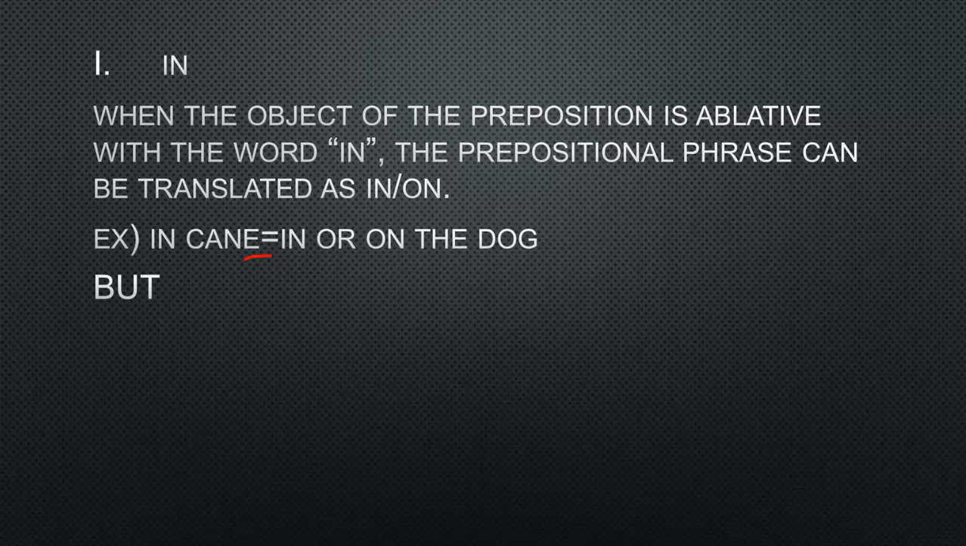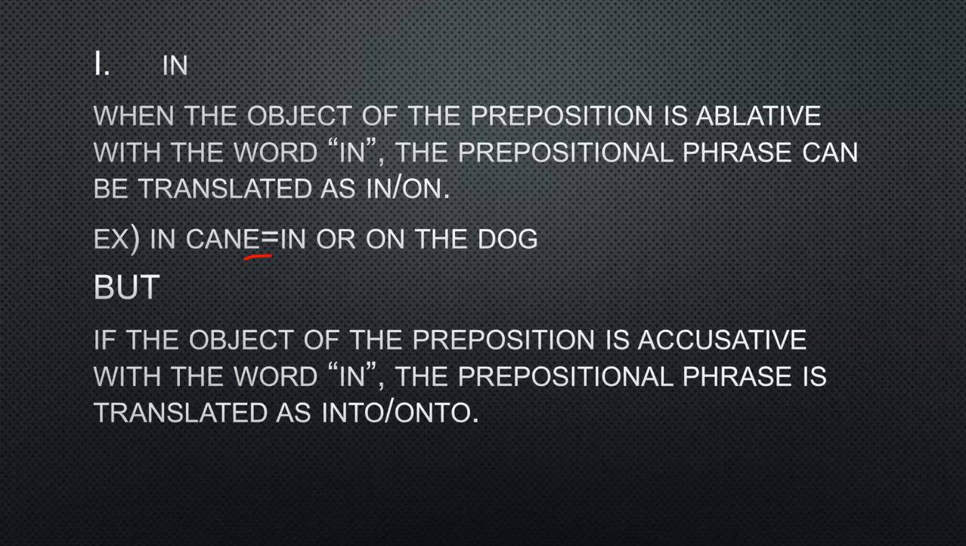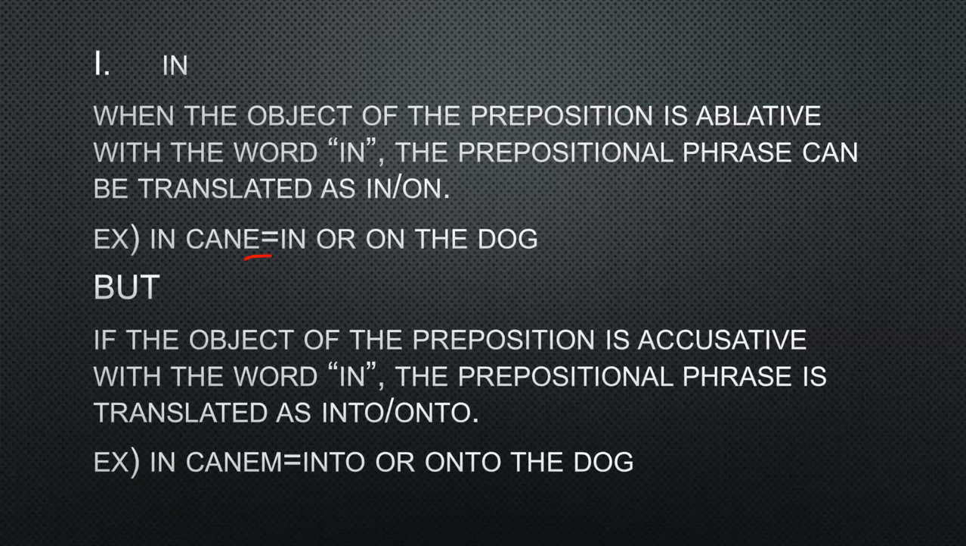But if the object of the preposition is accusative with the word in, the prepositional phrase is then translated as into or onto. Exemplum, in canem, with the accusative, would say into or onto the dog. This is a very important difference that you need to learn for your Latin reading and translating. Well, guys, have a great day.